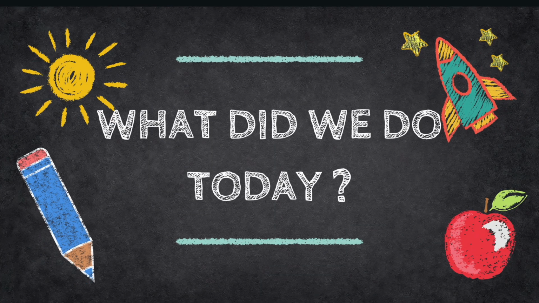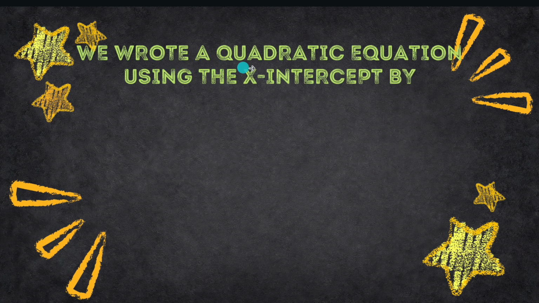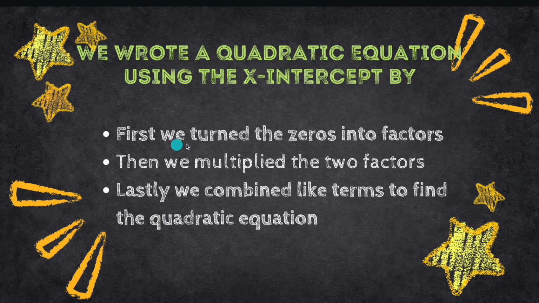What did we do today? Today, we wrote a quadratic equation by using the x-intercepts. First, we turned the zeros into factors. Then, we multiplied the two factors. Lastly, we combined like terms to find the quadratic equation.